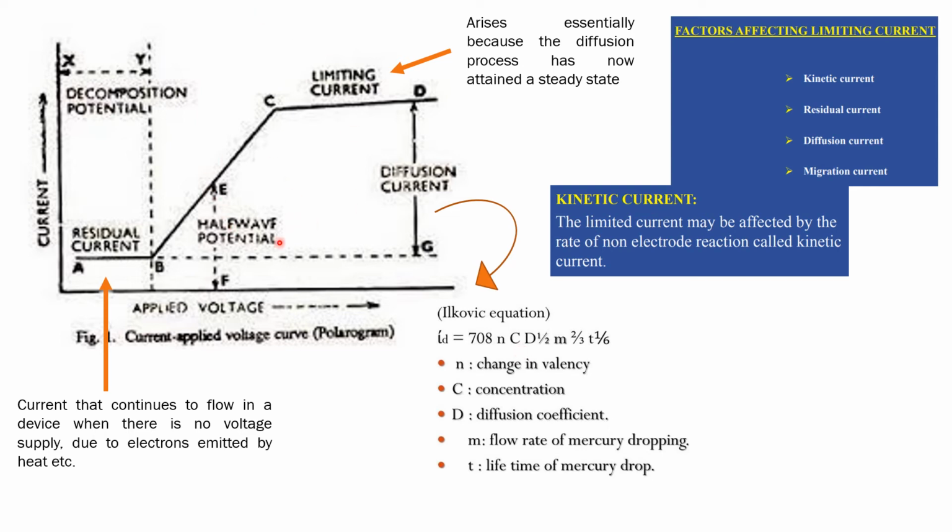Now from the graph you can see another value known as the halfway potential. That is, you can see a curve BC, and the potential halfway along this BC is referred to as the halfway potential. The importance of halfway potential is that it gives an idea about what species is present. That is, halfway potential is a constant for a given species. If you are getting a value, say X, and if X corresponds to cadmium ion, then you can say that the solution contains cadmium ion.